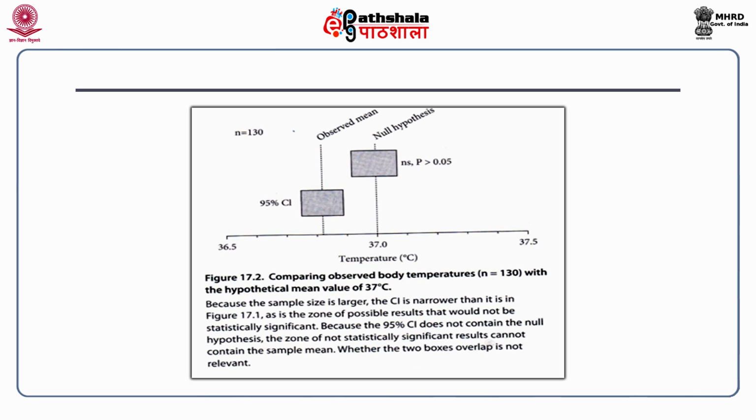So in this case the difference is significant, and the p-value should be less than 0.05, because in this case the 95% CI does not include your null hypothesis.